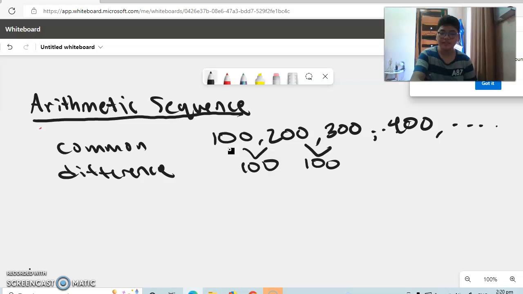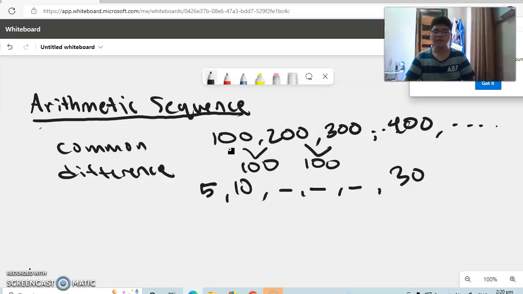Well, how about this example? Now, that's a little bit harder, but you can still do it. Here, you can just do trial and error. Like, for example, common difference here is 5, 5, 5. Well, you can't find the common difference.